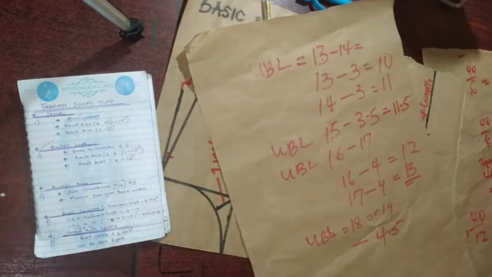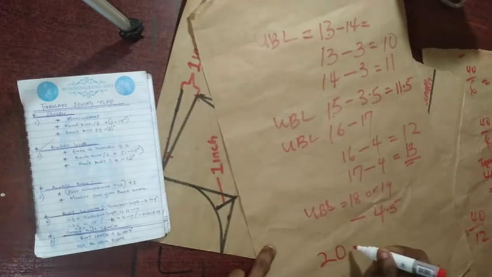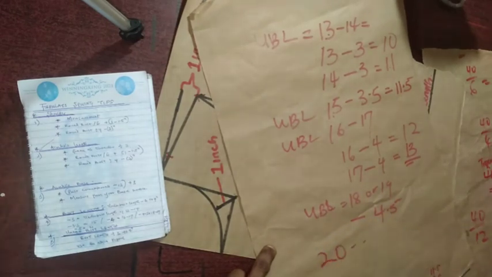Okay, so let me still extend it. Let's say someone has an under bust length from 20 and above. That means the person has a very, very big breast.